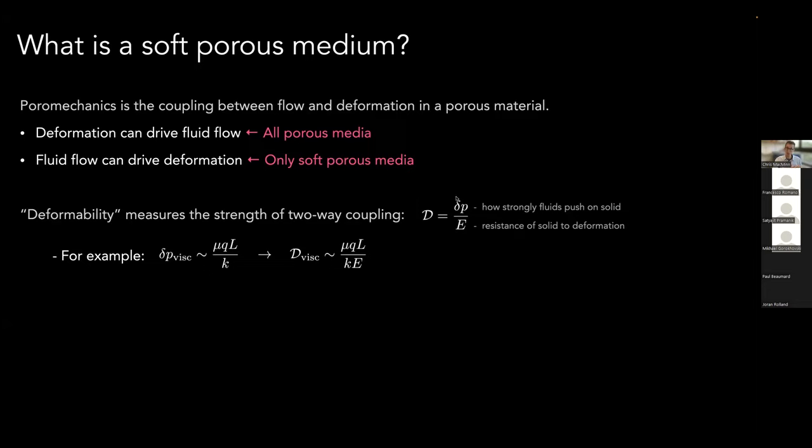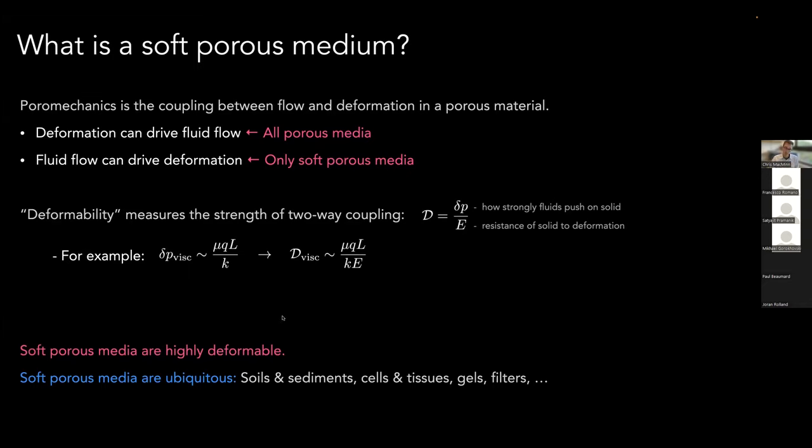So for example, if your pressure gradients are coming from viscosity, then you might scale the size of those from Darcy's law. So a viscosity times a fluid flux times the length scale of your system divided by its permeability. Permeability is just like the conductivity of the skeleton to fluid flow. In that case, you could have a viscous deformability, which measures viscous pressure gradients relative to the stiffness of the material. And again, if that quantity is large, we expect lots of flow-driven deformation, and if it's small, then we don't. So when I say soft porous media, what I mean is porous media that are highly deformable.